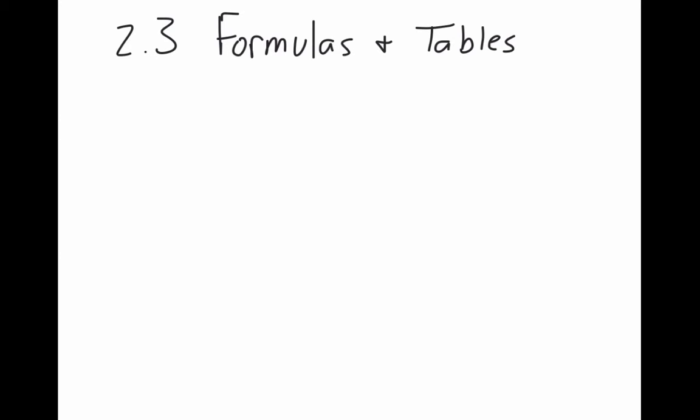So chapter 2, section 3, it's formulas and tables. Formulas are basically an equation, but it has to be something equals something. So if you have like y equals 3x plus 2, because of the y equals, it's a formula. Or you could have A equals pi r squared. The area of a circle is pi times the radius squared. So it's just one letter, one variable equals something.